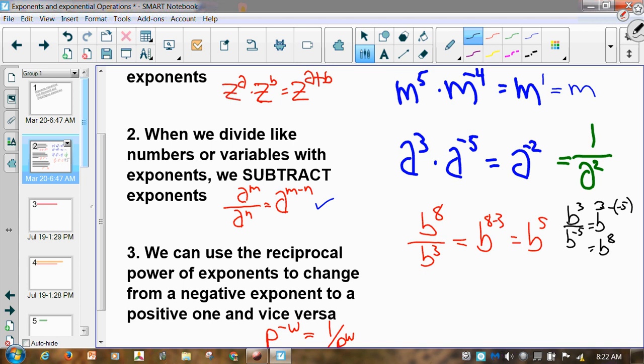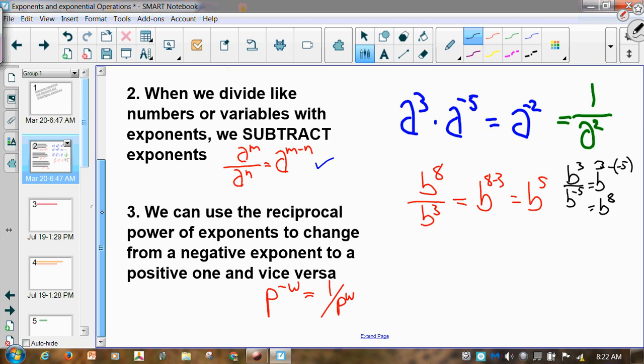Okay? And let's see, the third property, we can use the reciprocal property to change the sign. Now, a lot of times when we're doing math, they may have in the instructions, please don't leave any negative exponents in your answer. Right? So how do we do that? Well, p to the minus w in the example here is equal to 1 over p to the plus w.